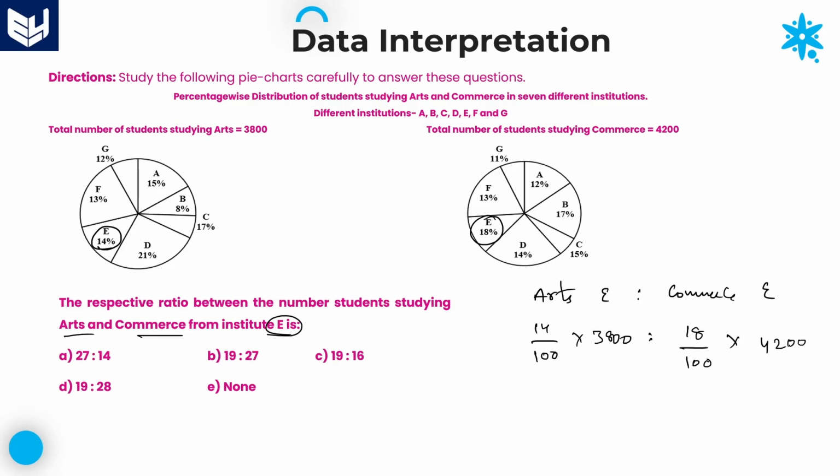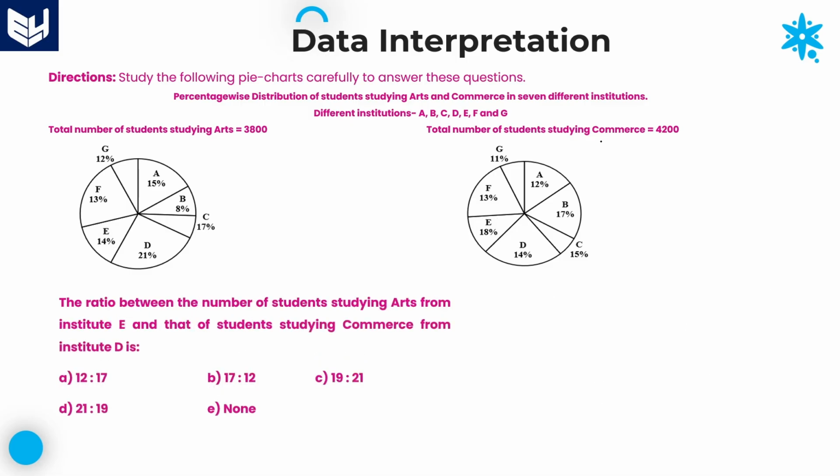Now if you observe carefully, two zeros cancel. Then 14 ones are 14, 3 times 42, and next you can cancel with the 2 table, 2 nines are 18, 2 sevens are 14. So the required ratio will be 19 is to 9 threes are 27, 19 is to 27. That is option B. That is the required answer for this question.